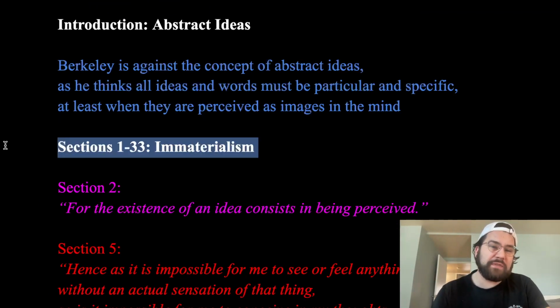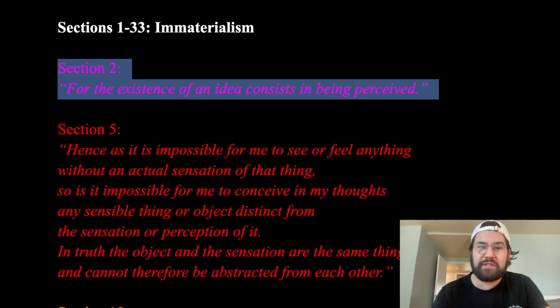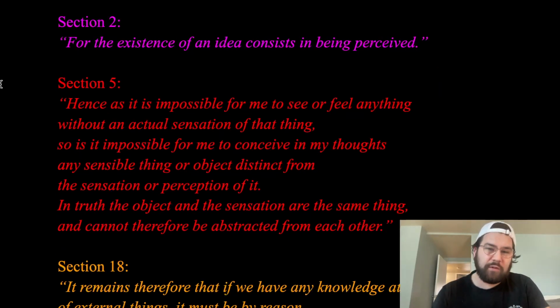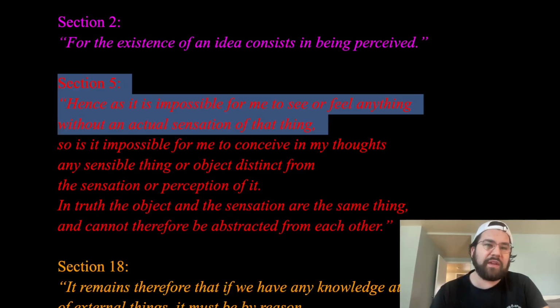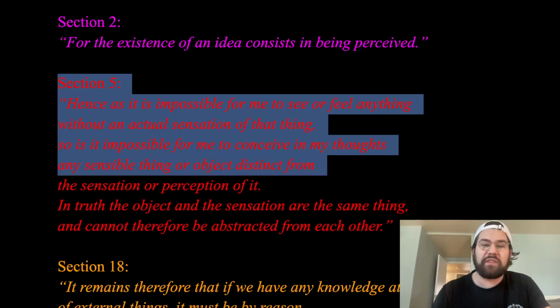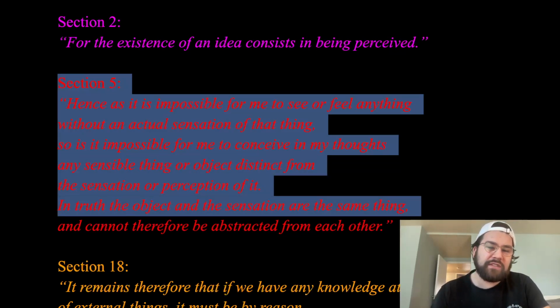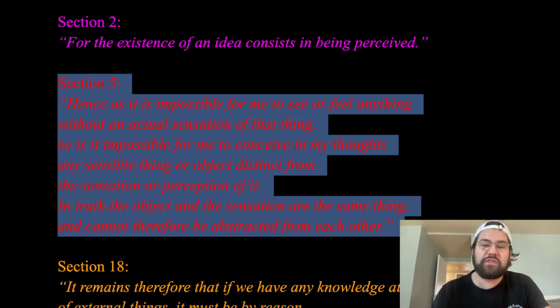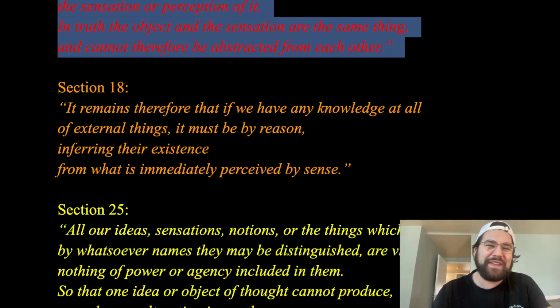But now let's get into his immaterialism. Starting with section 2, Berkeley says, "For the existence of an idea consists in being perceived." Moving to section 5, we get a little bit bigger of an explanation here. He says, "Hence as it is impossible for me to see or feel anything without an actual sensation of that thing, so is it impossible for me to conceive in my thoughts any sensible thing or object distinct from the sensation or perception of it. In truth, the object and sensation are the same thing, and cannot therefore be abstracted from each other." There we go, starting to get a clearer perception of what he means by immaterialism.